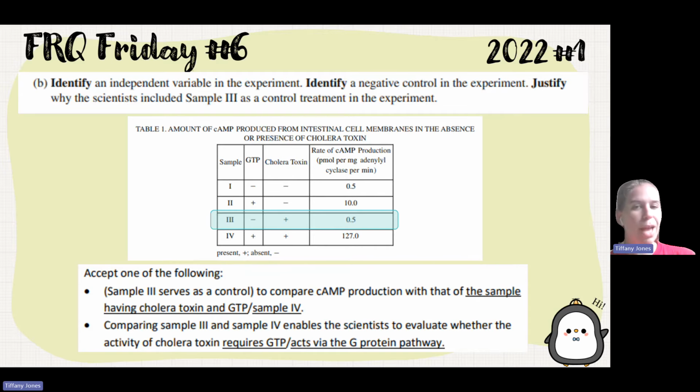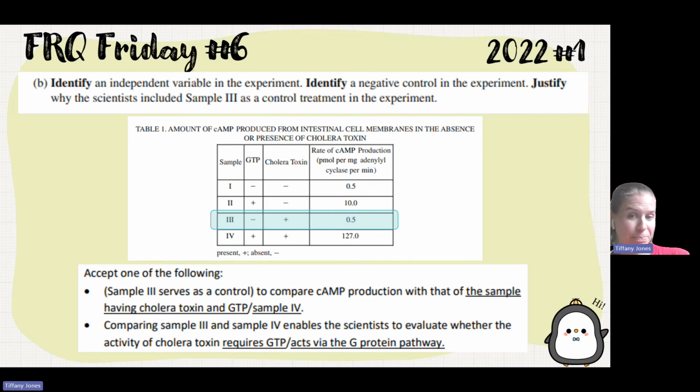So the third part we had was justify why the scientists included sample 3 as a control treatment. Well, sample 3 is missing GTP, but it does have cholera. And if I'm comparing it, right, that's the whole point of a control, is to compare. I want to see, well, what does it do when there is GTP present? So it allows you to compare with sample 4 to see what the presence of GTP does to the cyclic AMP production.